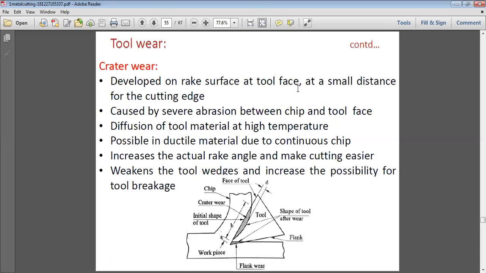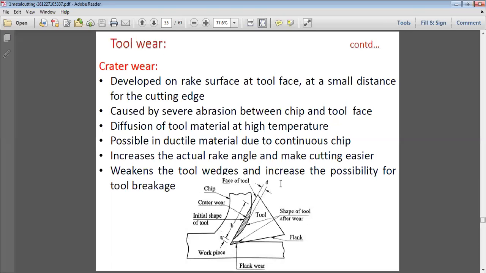It increases the actual rake angle and makes cutting easier. The rake angle is this angle on this side, and it makes the cutting easier, but it weakens the tool wedge and increases the possibility of tool breakage. The overall problem is that as it goes on advancing like this, the crater wear goes on advancing into the tool. After a span of time, it will be taken off. It is weakening the tool edges, so all the edges of the tool will be weakened by this.